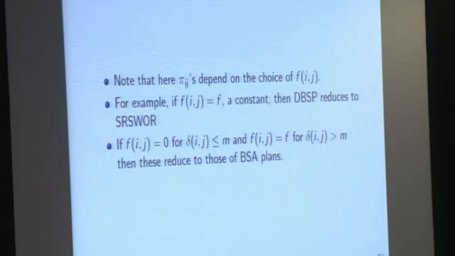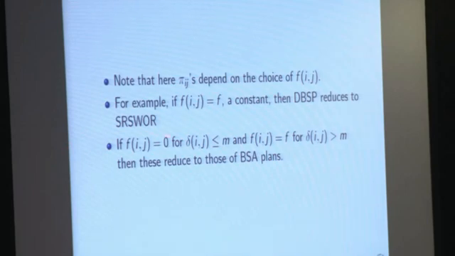Now, since the pi_ij's depend on the choice of the distance function between units i and j, a different choice of the F_ij will lead to different sampling plans. So DBSPs are a class of sampling plans. It includes many member sampling plans, such as if F_ij is constant, say value f, then it will result in simple random sampling without replacement.